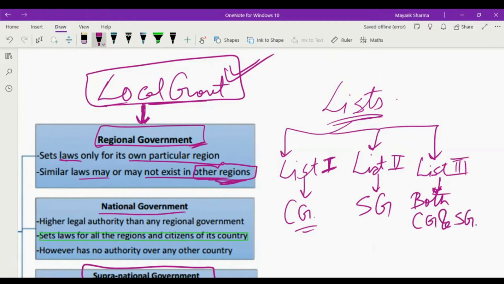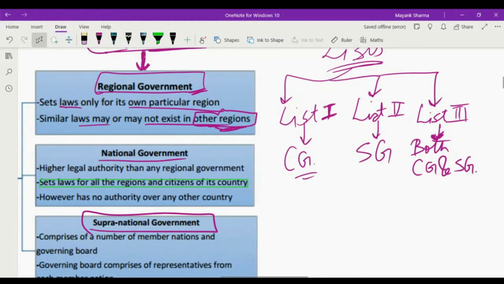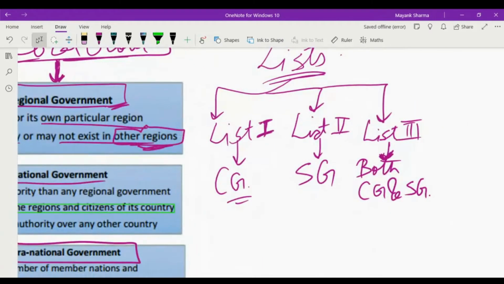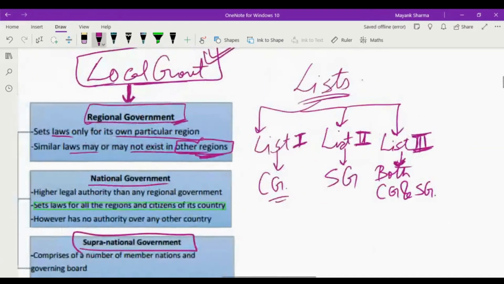Like for example, education, for example, public safety. So both central government and state governments can make laws, form policies, and control in those areas which are in list number 3. Why am I explaining you all this? I'm explaining you all this so that you understand how the government of a country works.